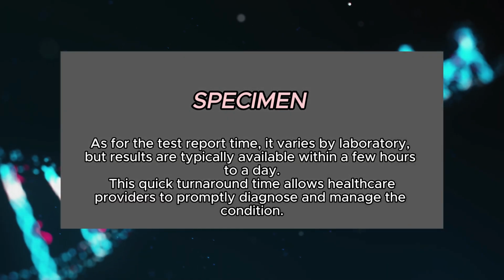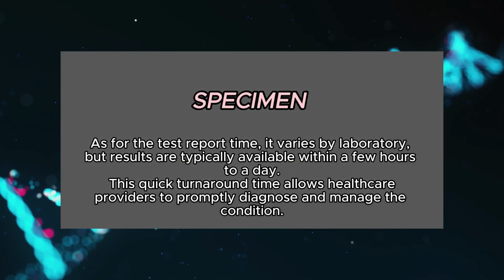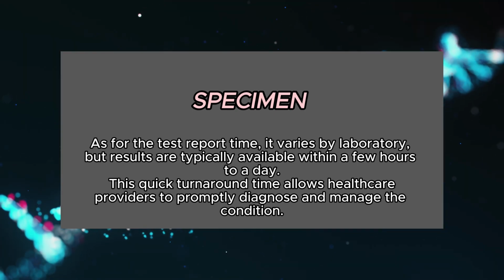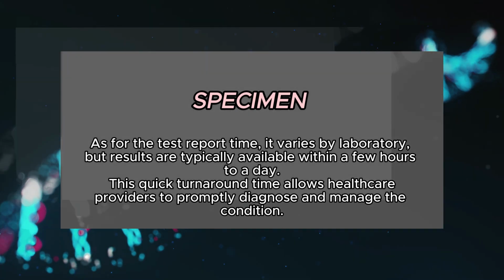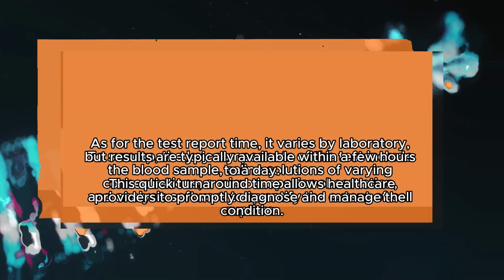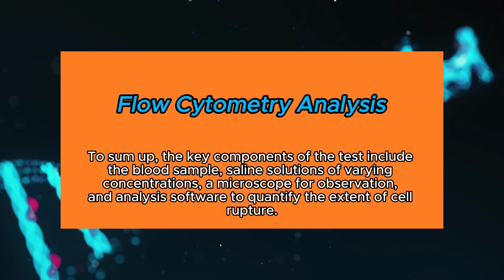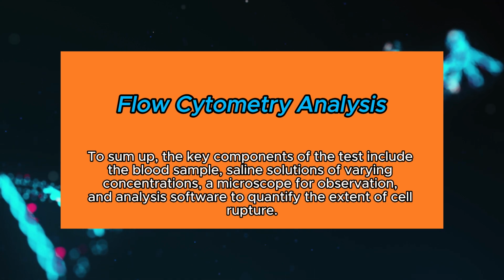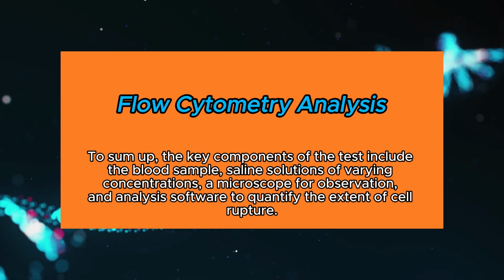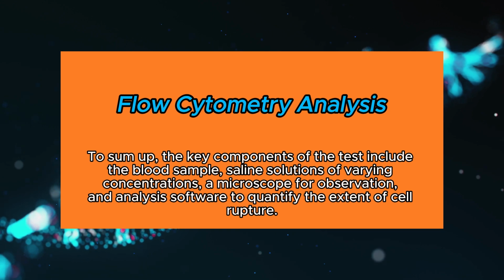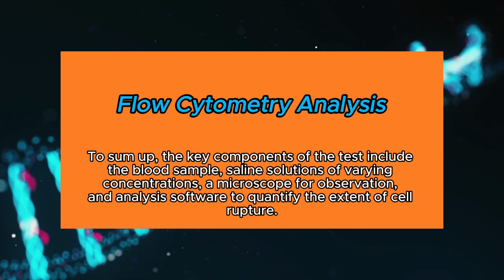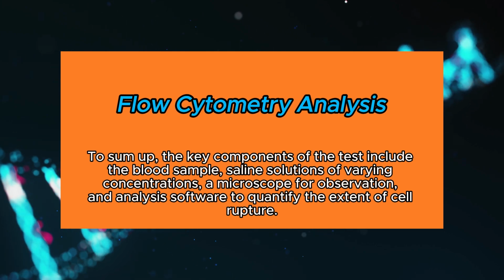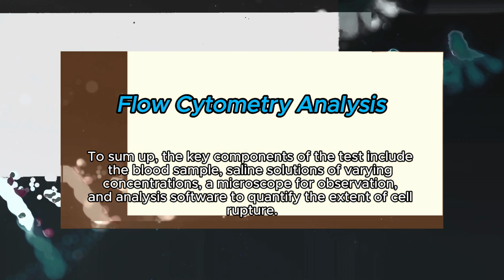Specimen used. The specimen used for the CD8 test is typically a blood sample. This sample is then analyzed in a laboratory using flow cytometry. But how does this process actually work? Flow cytometry analysis. Flow cytometry is a powerful technique that allows scientists to analyze the physical and chemical characteristics of cells or particles in a fluid as it passes through at least one laser. It's highly accurate and efficient, capable of analyzing thousands of cells per second.